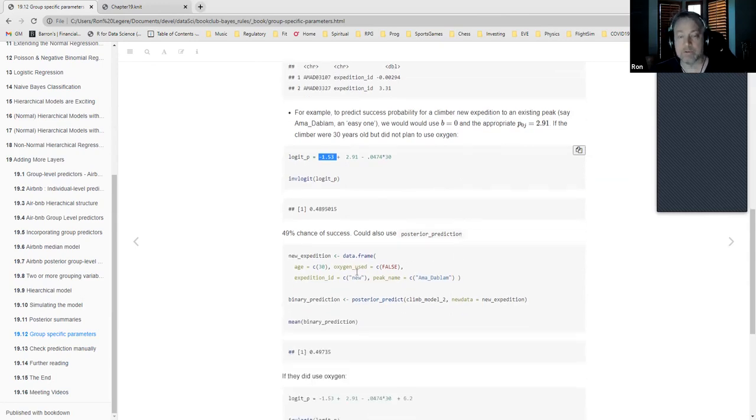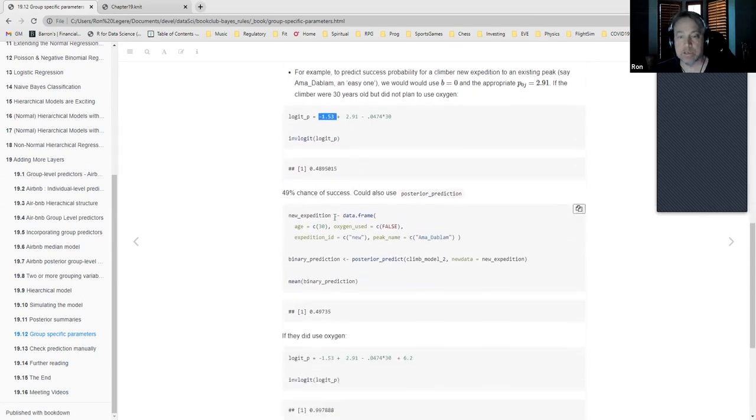Okay, let's add that in. But first, I just want to point out you can do this as well by using posterior prediction. Just plug in this new data point, age 30, oxygen not used, a new expedition to that peak, and it comes up with about the same answer, 50% chance of success. What this is doing is going into the posterior draws and flipping a weighted coin over and over again to figure out whether the guy succeeded on that peak.